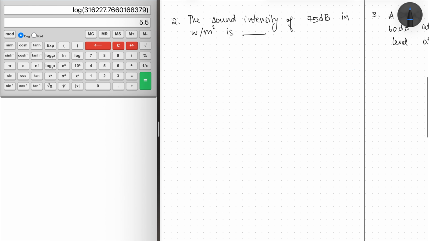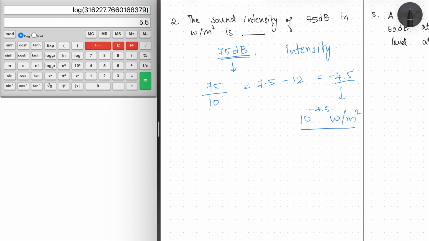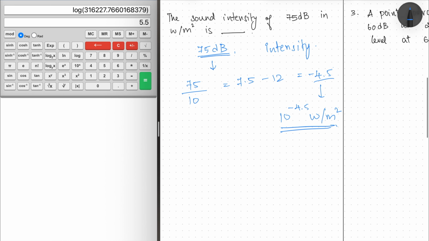So here the sound intensity level is 75 decibel, and they're asking for the sound intensity, that is in watts per square meter. So I'm going to use the shortcut method here. You have to divide this by 10 first. You'll get 7.5. Subtract 12 from it, and you'll have minus 4.5, and you just put it to the power 10. So 10 to the power minus 4.5 watts per square meter is the answer. Okay, and now we'll move on to the next question.